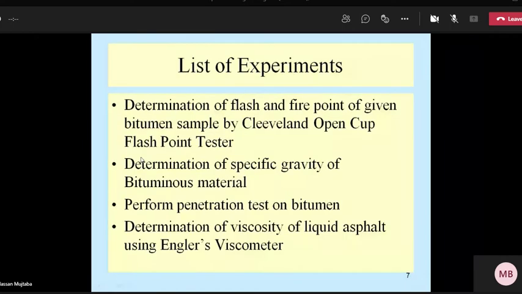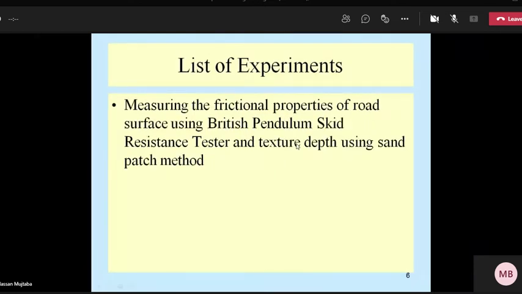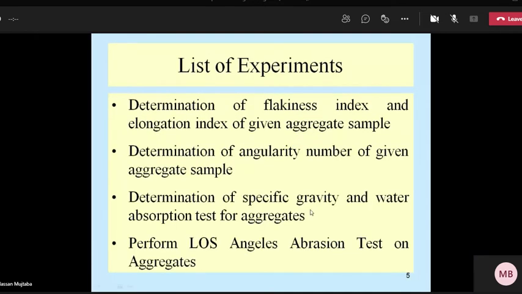These tests determine the physical characteristics of the aggregates: flakiness index, shape, angularity number, shape, specific gravity. Specific gravity is an indirect indicator of strength; the more the specific gravity, the harder the aggregates. Water absorption: if they have high water absorption, this means the aggregates are porous, so they are not good and cannot be used for road construction.